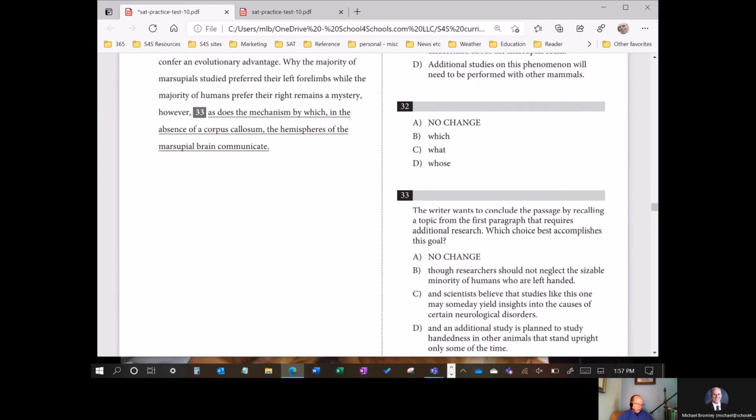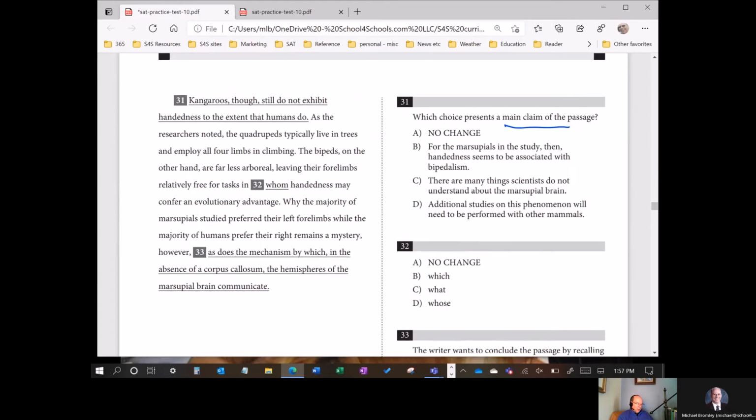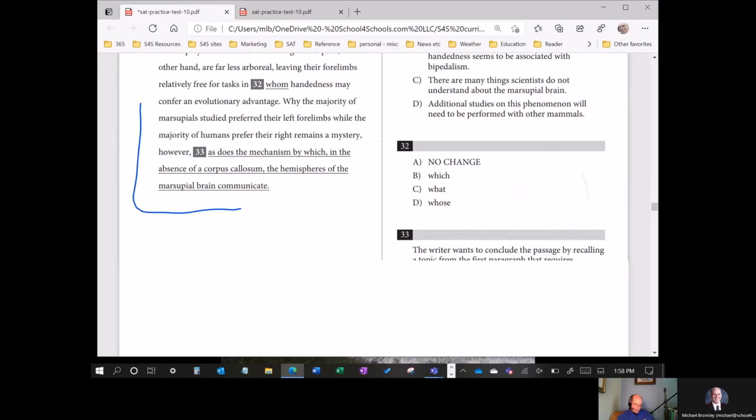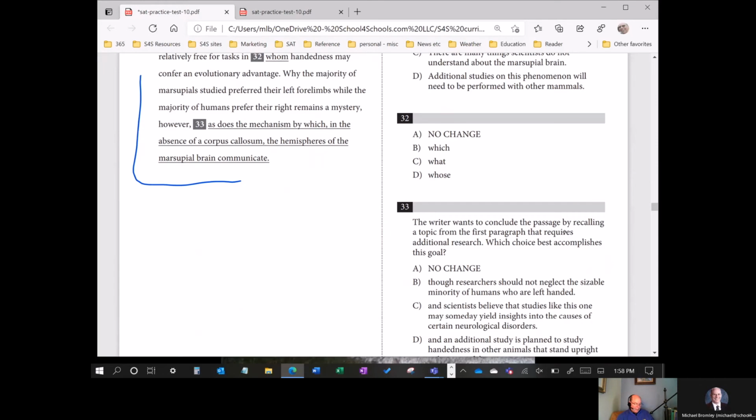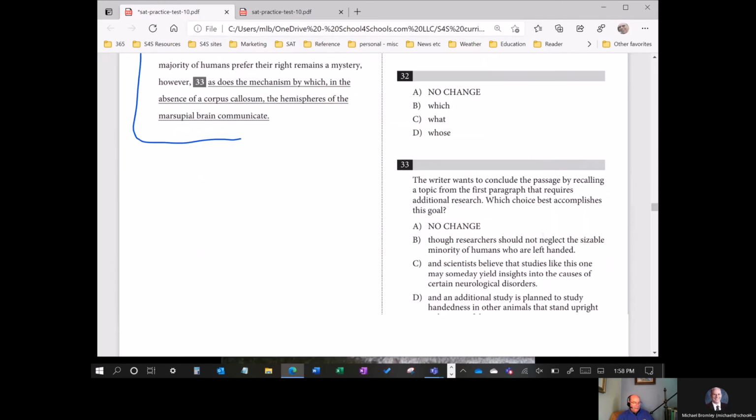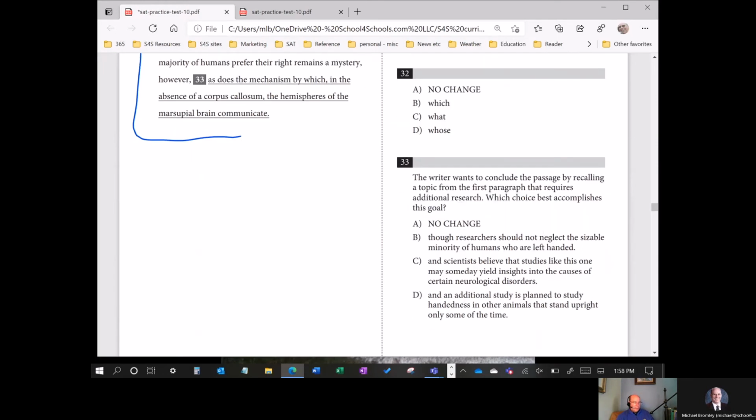Now the student got number 33 right. We might want to consider that when we talk about the main claim of the passage, because we're going to get a main claim at the end here. So when I see this main claim and then I see this here, the writer wants to conclude the passage, which would be making the main point. I want to make sure I'm getting this straight. So the student did this one correctly.